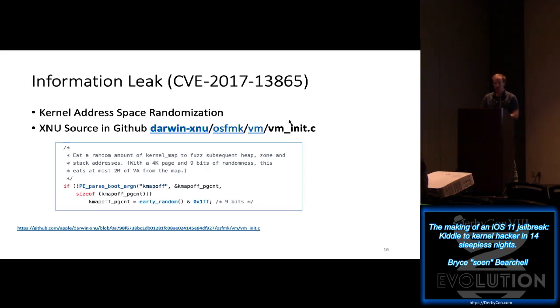The information leak is needed because the kernel, upon boot, has 9 bits of random entropy in where it's loaded into memory. On Linux, I think this is 12. On Windows, I'm guessing at 14. But so it's kernel address space randomization. You can't rely on ROP gadgets. You can't rely on other data structures being present if you don't have an information leak.